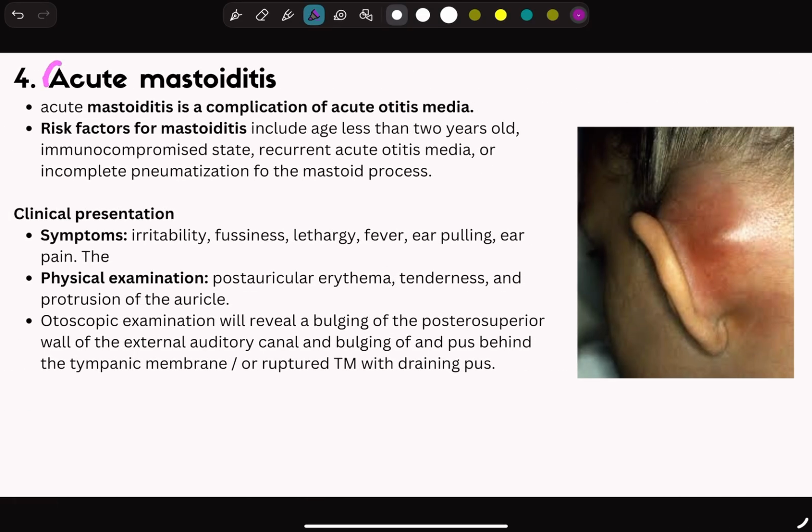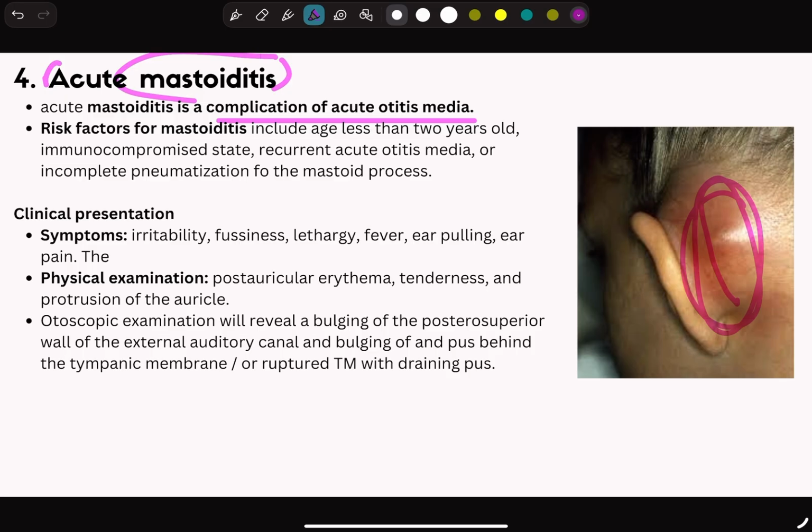Finally, for the middle ear infections, we've got acute mastoiditis. And what is it exactly? It is a complication of acute otitis media. Acute mastoiditis is inflammation of the mastoid bone, which is here behind the ear. This is the bone that we feel. This is the mastoid. It is a serious infection that needs proper attention.